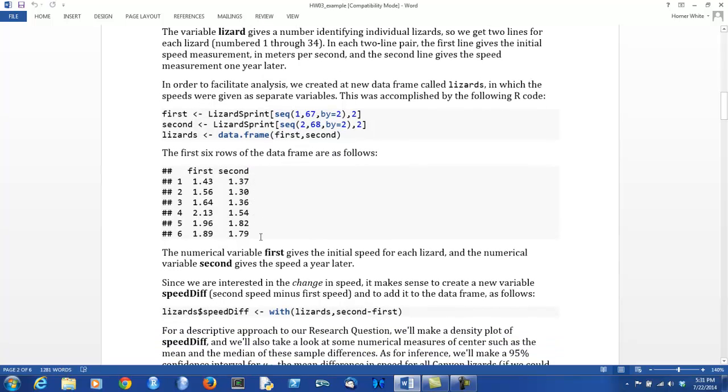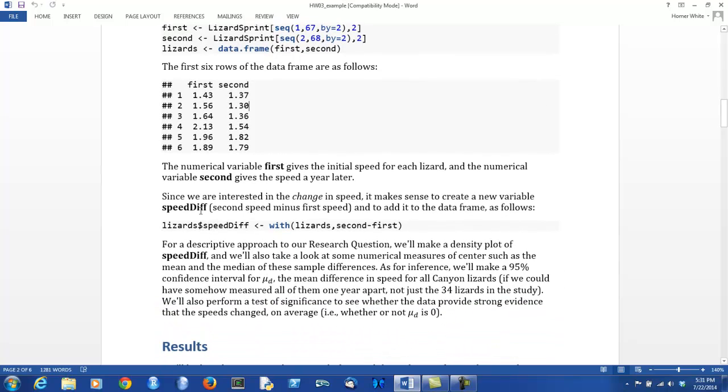The variable analysis, well, we take a look at the two variables, first speed and second speed. They're both numerical, and they're paired up in a certain way. In fact, what we have here is a repeated measures study. We measured each lizard twice. Generally, in a repeated measure study, you're going to be interested in the difference between the two measures. So we should construct a new variable, which we'll call speed diff, and it could be the first speed minus the second or the second speed minus the first. We chose to do the second speed minus the first and just told the reader that.